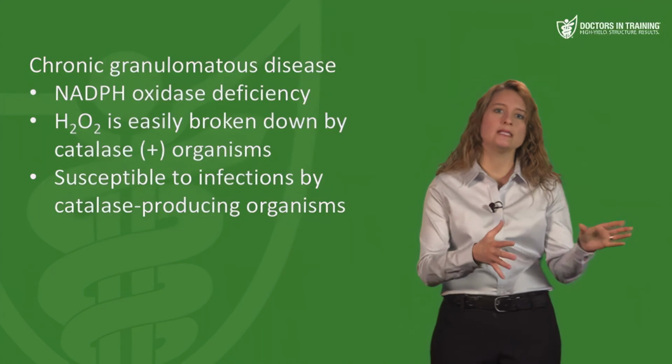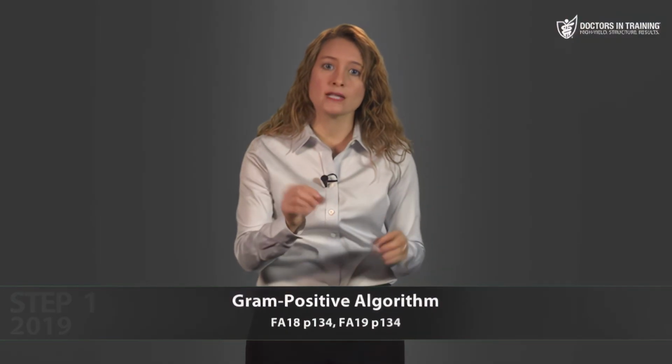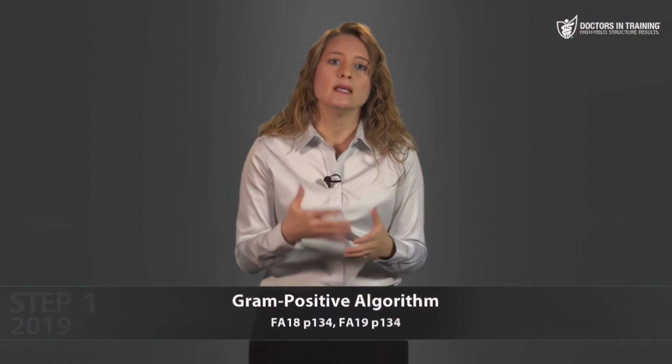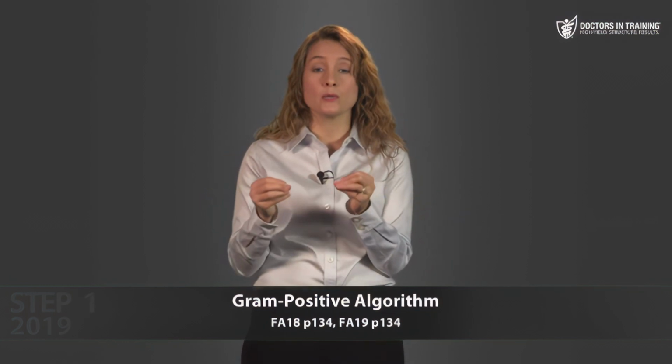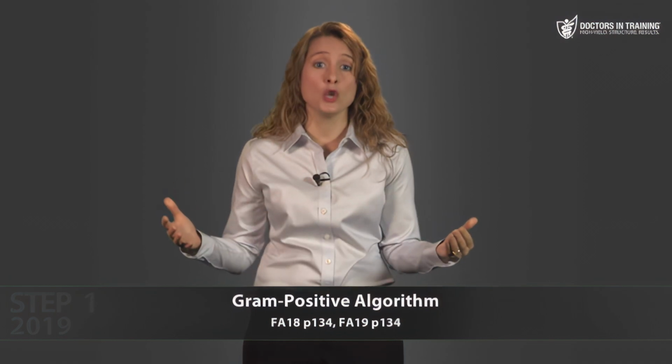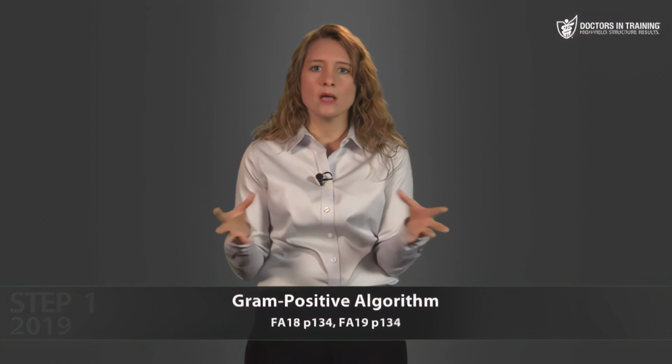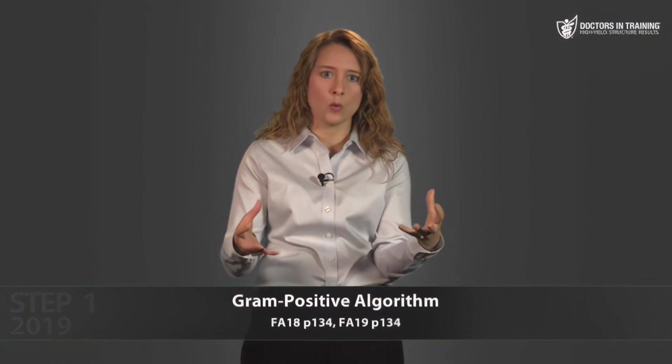Okay, so back to catalase. If you put a drop of hydrogen peroxide on staph, which has catalase, you're going to see the formation of gas bubbles. This is the oxygen. If you put the hydrogen peroxide on strep, you're going to see no reaction. This is because strep doesn't have catalase, and so it can't break down the hydrogen peroxide into oxygen and water.